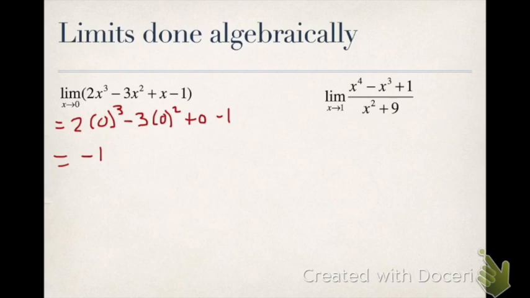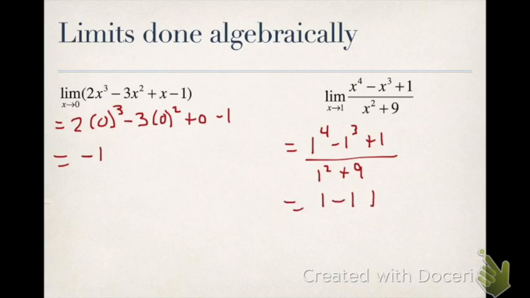For the next one, we're going to plug in 1. We have the limit as x approaches 1 of x to the 4th minus x cubed plus 1 all over x squared plus 9. And again, we're just going to plug in. We have 1 to the 4th minus 1 cubed plus 1 over 1 squared plus 9. And when you simplify this out, you get 1 minus 1 plus 1 over 1 plus 9, which is just 1 over 10. So our limit for the second one is 1/10.